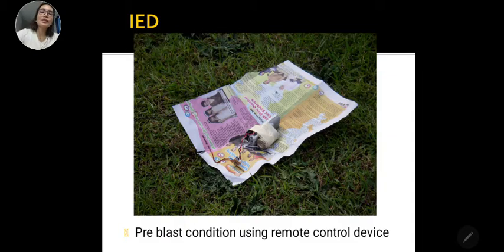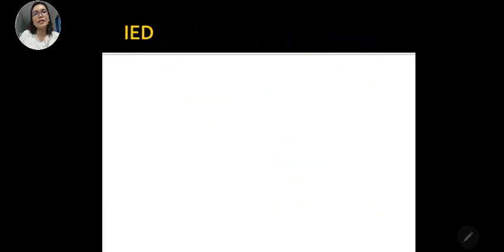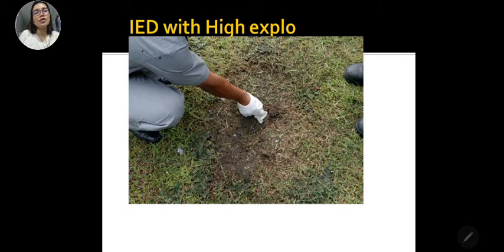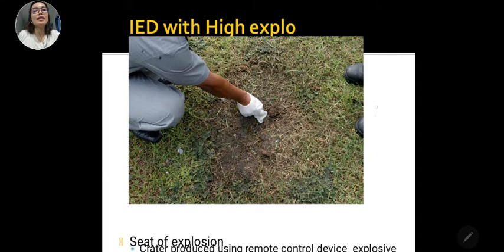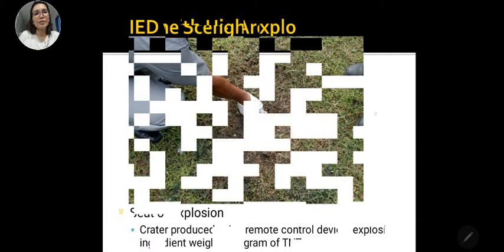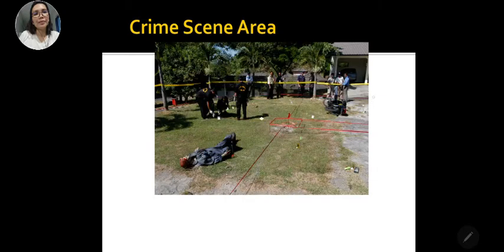So we have, this is another IED using remote control device. So yun yung example. Full type IED. So this is what is formed using a high explosive in the IED. So that is the seat of explosion. So this photo is an example of a crime scene area.